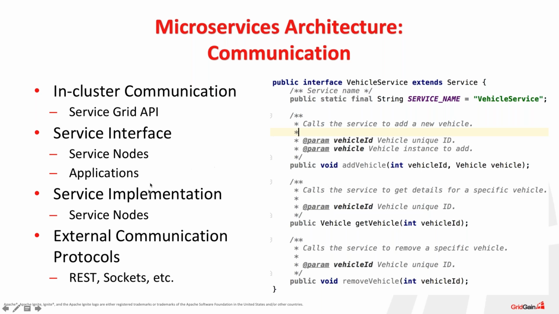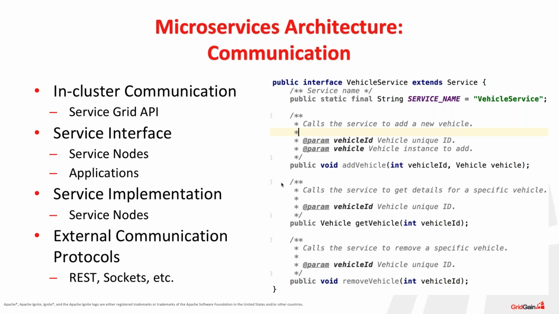But as for the implementation, a service implementation, like a vehicle service implementation, must be located in the class path of all the service nodes where the service will be deployed or might be potentially deployed. This is one of the major requirements you have to keep in mind if you decide to implement this architecture.